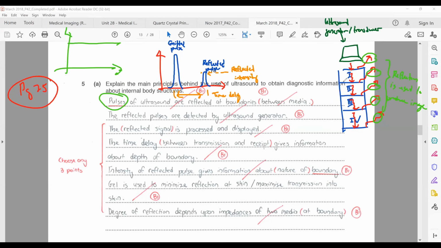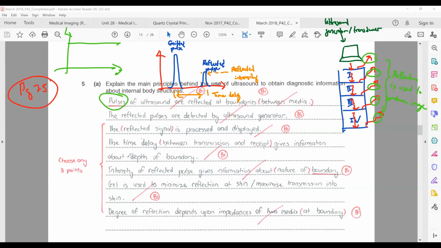For example, if your ultrasound is traveling and it hits the boundary between two media, maybe one is soft tissue and one is bone. You do not expect the reflections of the bone and muscle to be exactly the same, because bone is a different material than muscle. So if your ultrasound hits bone and gets reflected, and hits muscle and gets reflected, you do not expect the intensity reflected to be the same. The intensity reflected will be different.